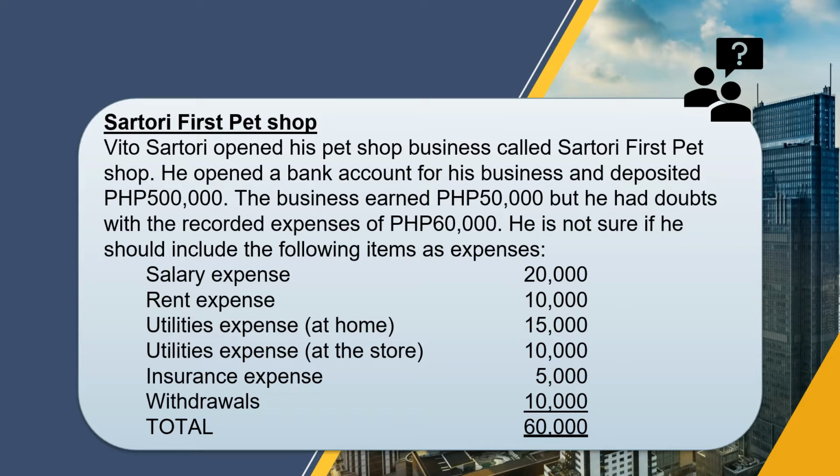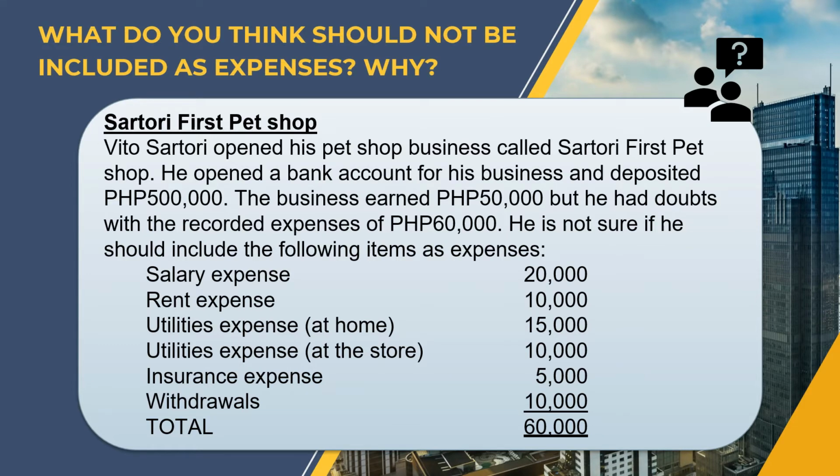So the situation here is hindi sure si Vito kung alin lang dapat yung ma-record niya na expense. Nabanggit niya na naka-earn siya ng 50,000, pero meron siyang doubts dun sa mga na-record na expenses. So, the question would be, what do you think should not be included as expenses and why?